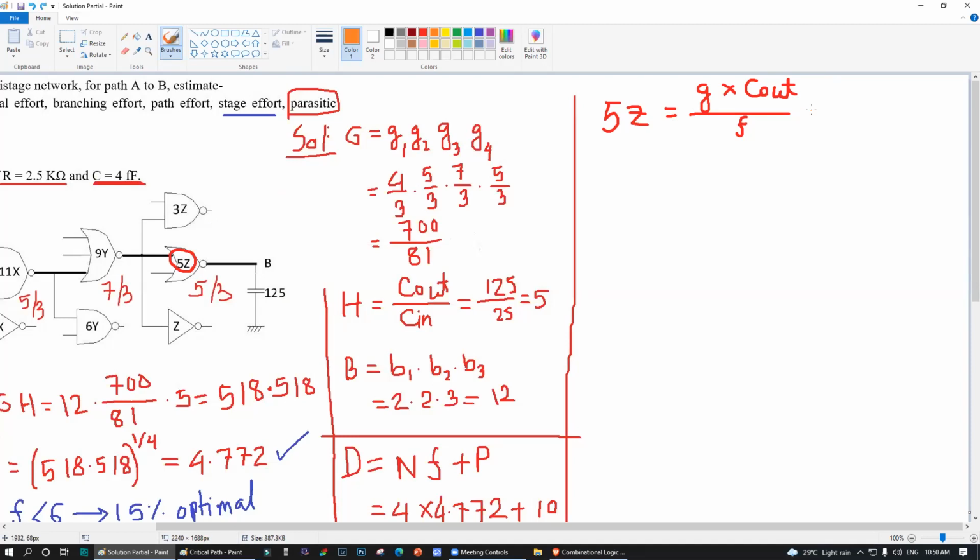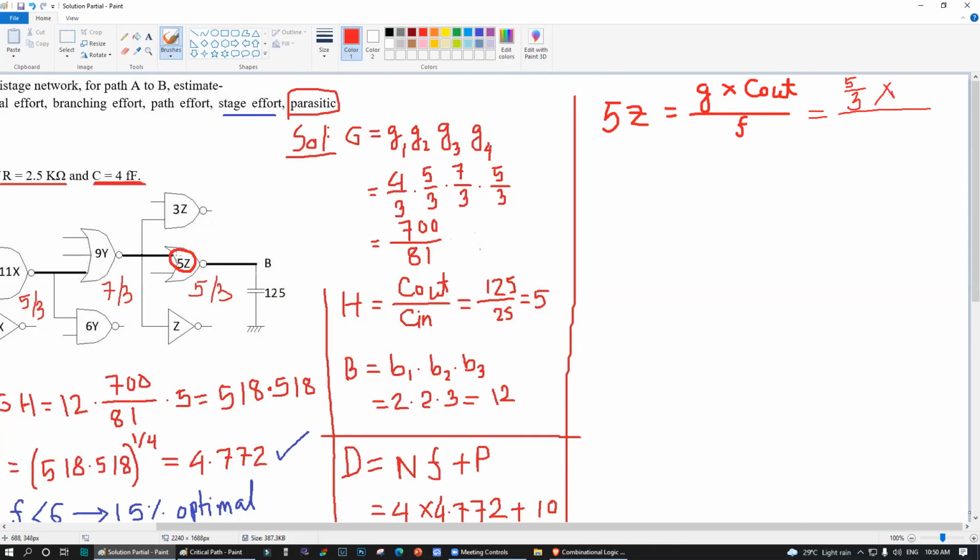But this is the generalized formula. Now, I'm going to put the values in the formula. What is the value of G for this gate? Anyone? 5 by 3. 5 by 3. So this is 3. So I'm writing 5 by 3.